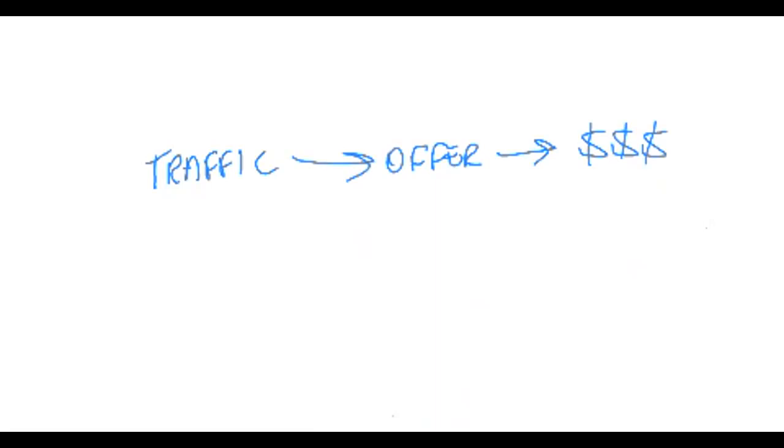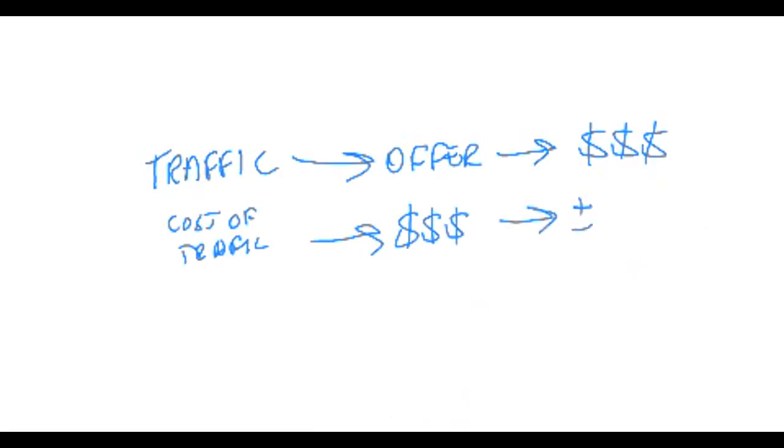And the mathematics is really simple. So here we've got our traffic. Traffic goes to an offer, which leads to sales. So in the simplest of form, in the absolute basic, we have the cost of traffic and we have what we make. And depending on that, whether it's a plus or a minus, is whether we have a profit or a loss. So that's in the simplest form.